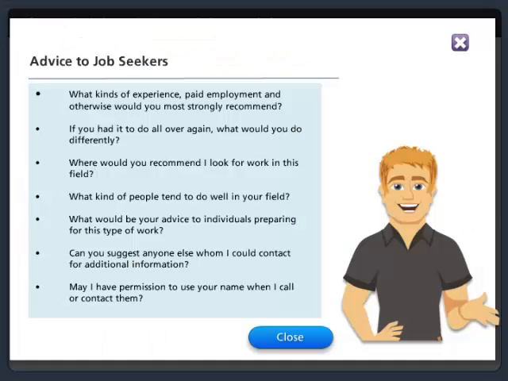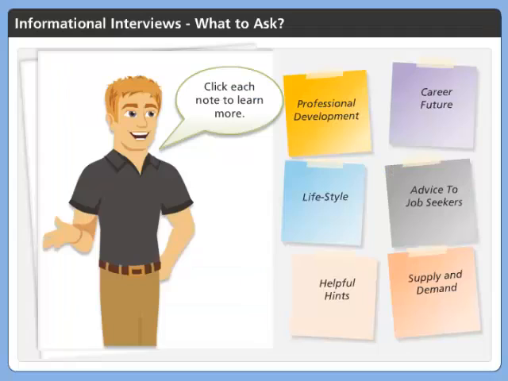Advice to job seekers. What kind of experience, paid employment or otherwise, would you most strongly recommend? If you had to do it all over again, what would you do differently? Where would you recommend I look for work in this field? What kind of people tend to do well in your field? What would be your advice to individuals preparing for this type of work? Can you suggest anyone else whom I can contact for additional information? May I have your permission to use your name when I call or contact them?